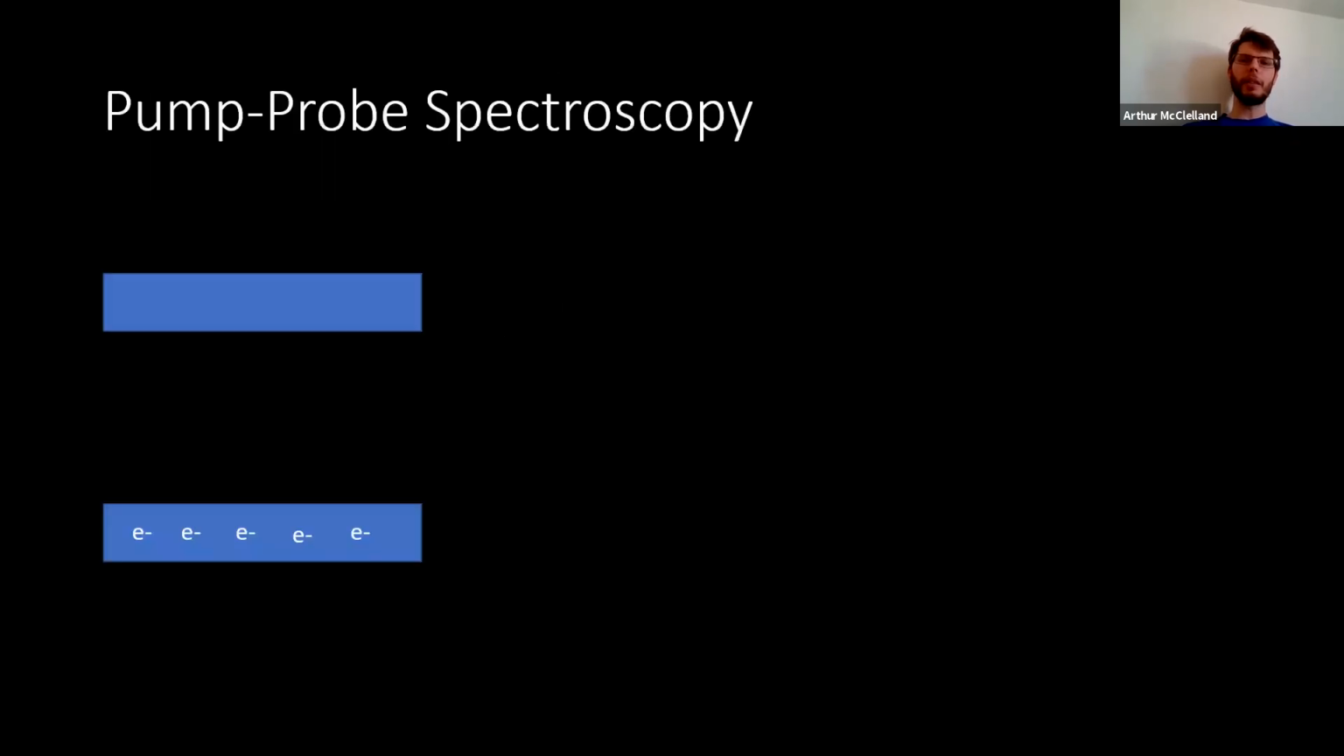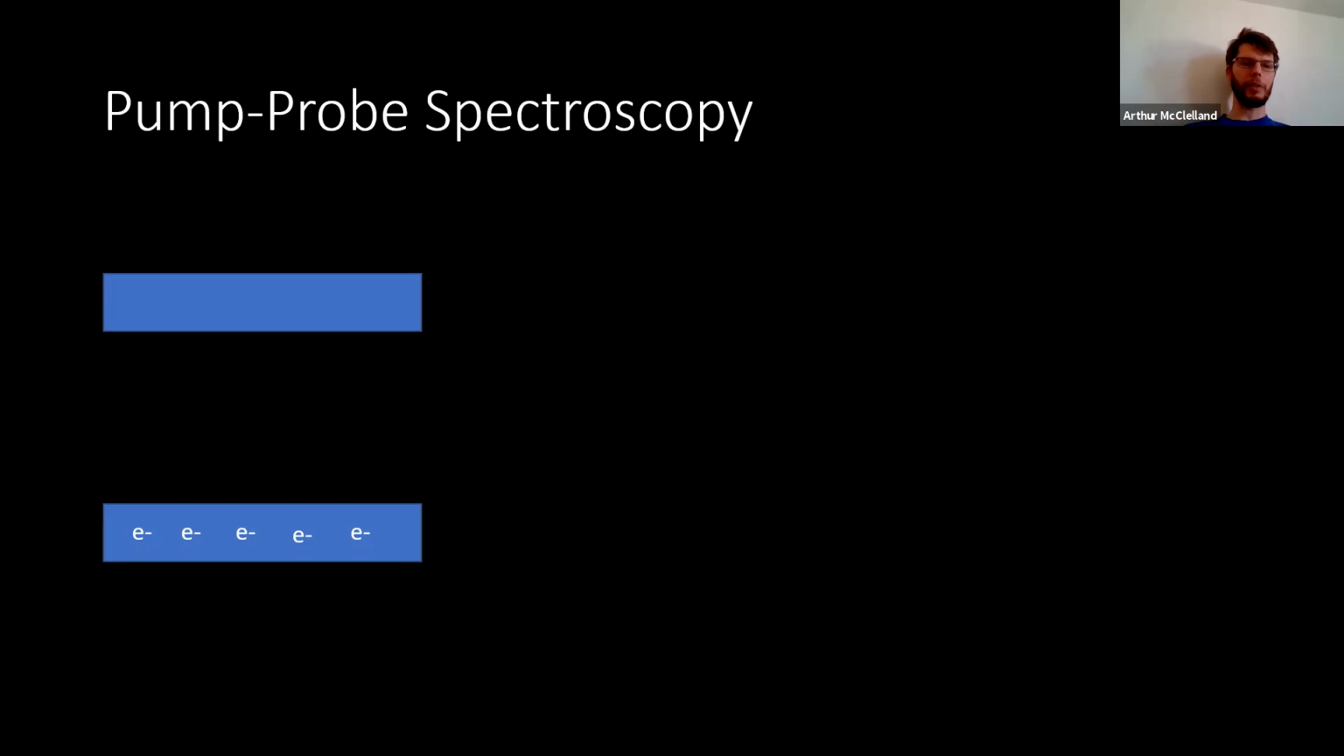So if you're interested in physical phenomena that occur faster than that, you need to move to a technique called pump probe spectroscopy. So the idea in pump probe spectroscopy is we again have our sample with our bandgap.